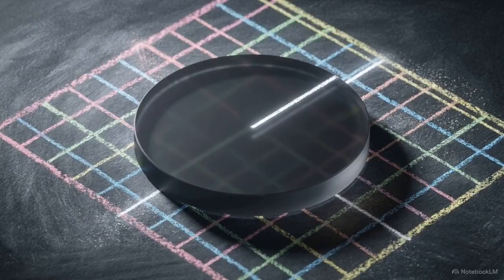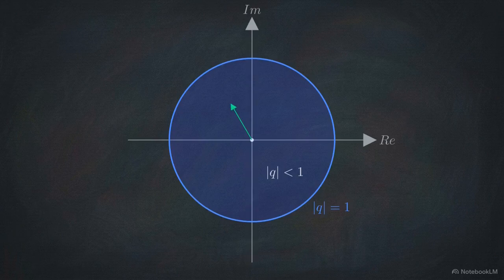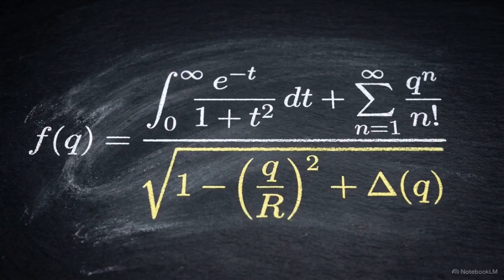To enter the boundary, we take a radial limit. We draw a straight line from the center of the disk, aiming directly at a primitive root, like k equals 3 or k equals 7. The formula for f of q consists of a numerator and a denominator. It is the denominator that holds the key to the boundary.